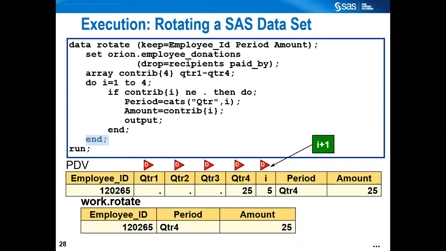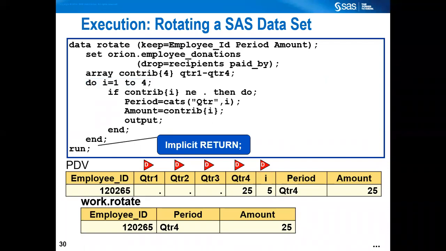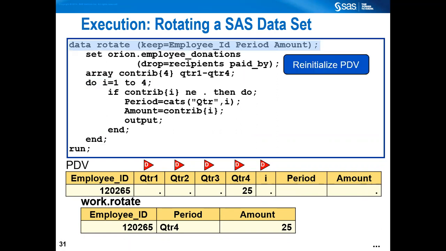But by default, your I is incremented to 5. It checks, is it within the range? No, it's outside the range. So it comes outside the loop. And with run, it will simply have an implicit return. Why? Because we are processing this data from an input data set. So only the first row was processed. It has to process all the individual rows from your input table. Hence, with run, it moves back to your data step iteration.